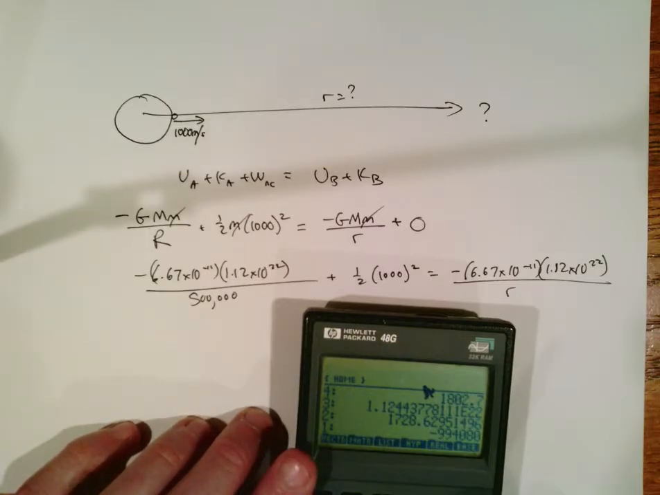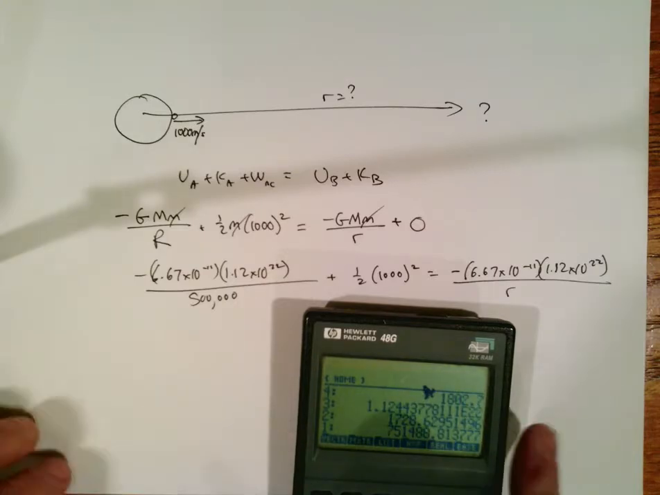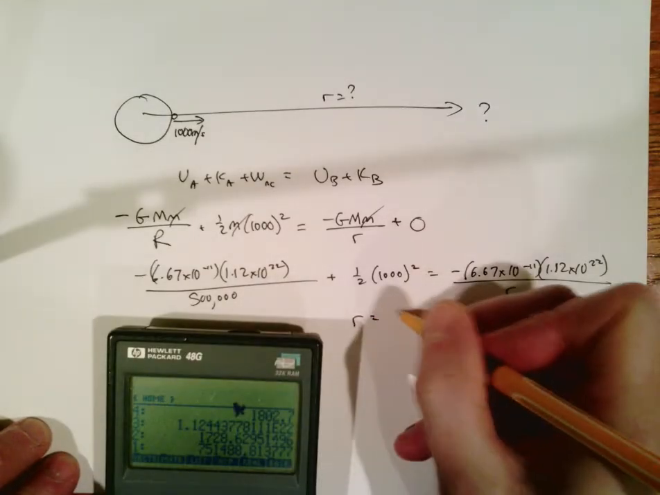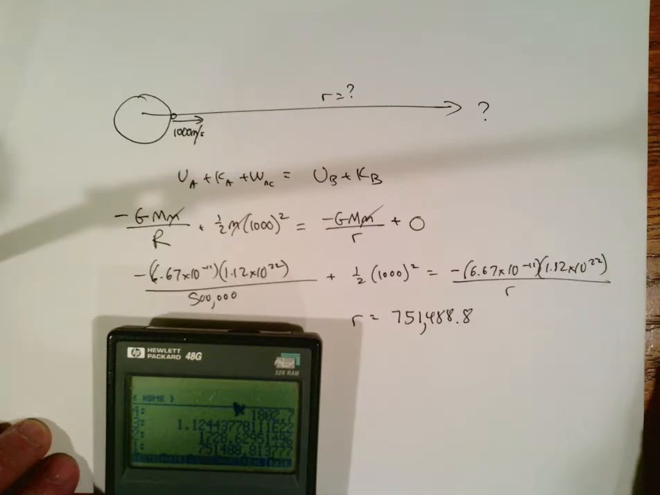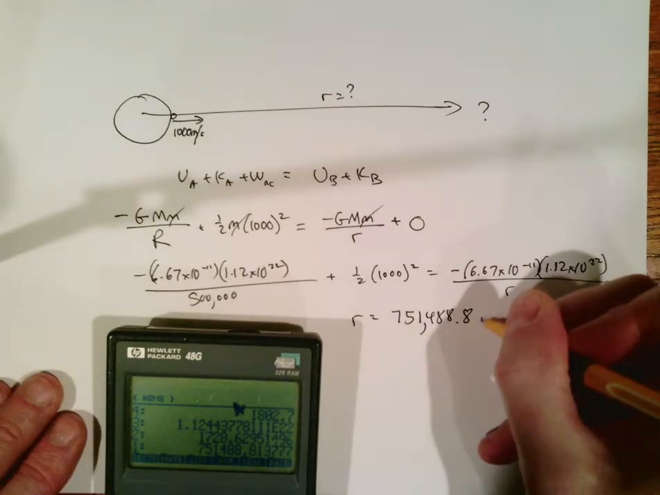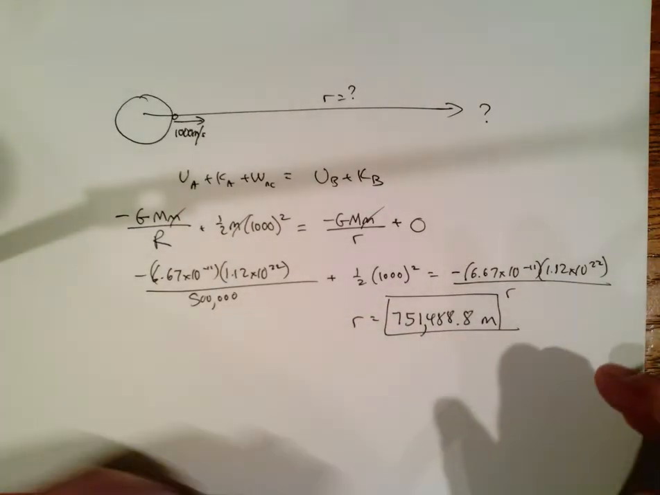And then I actually need to switch things over here. So I'm going to inverse, I think I'm almost there, 6.67 times 10 to the negative 11 times 1.12 times 10 to the 22nd. And that's negative, and multiplied by that previous answer. And the answer that I'm getting, that I certainly hope is correct, is, let's see, 751,488.8 meters away. That's how far that thing is going to go from the surface of the planet.